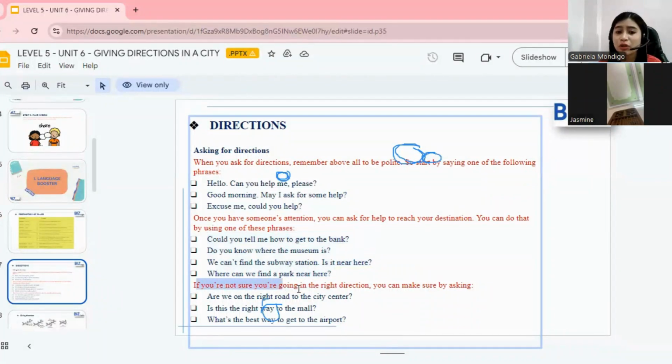And if you're not sure you're going in the right direction, for example, you are lost or you're new to the place, you could ask this one. Could you please read? Are we on the right road to the city center? Is this the right way to the museum? Or this one: What's the best way to get to the airport? So if you are lost, have you tried being lost in a city? No, I haven't.